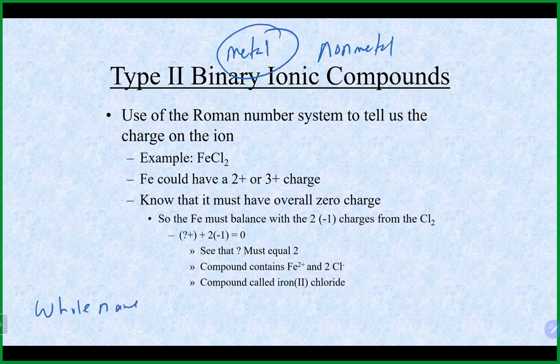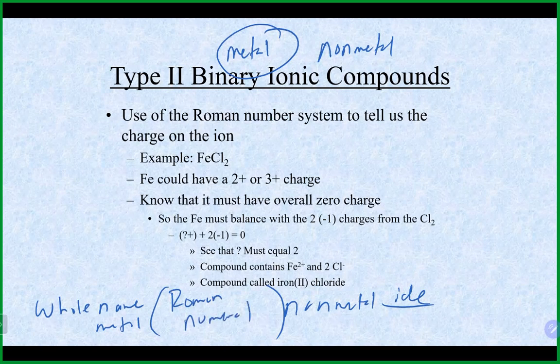We still do the non-metal that gets the IDE at the end. The difference is we put a Roman numeral in the middle. And what the Roman numeral indicates is the actual positive charge on the metal. Not how many metals you have, but it's the actual positive charge on one of the metals.